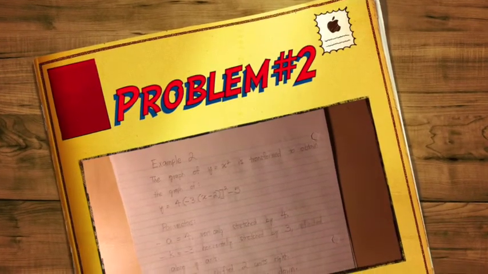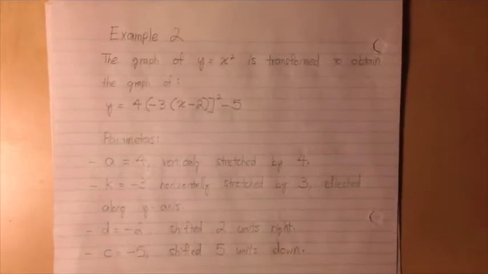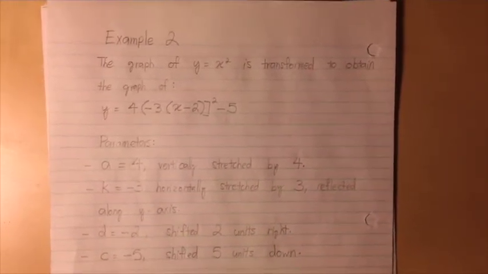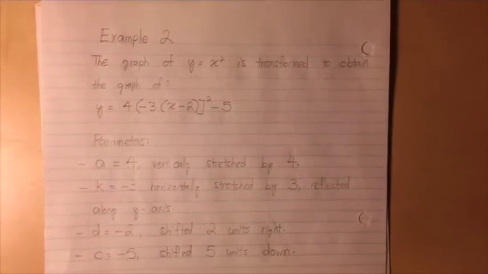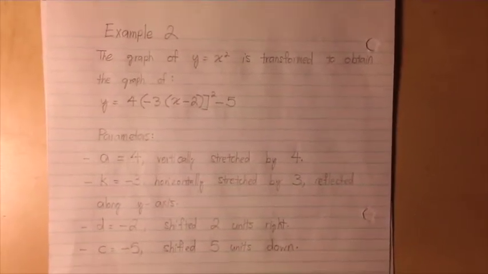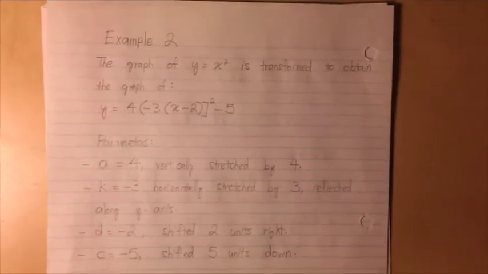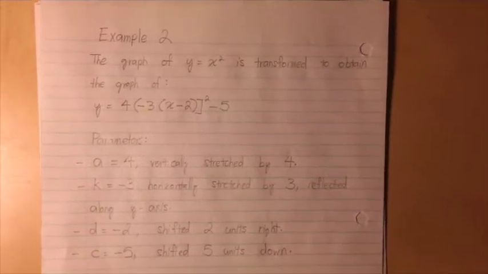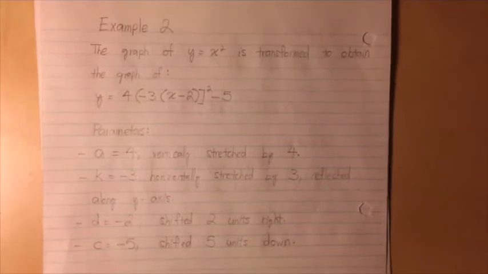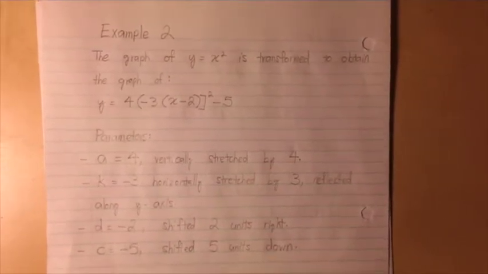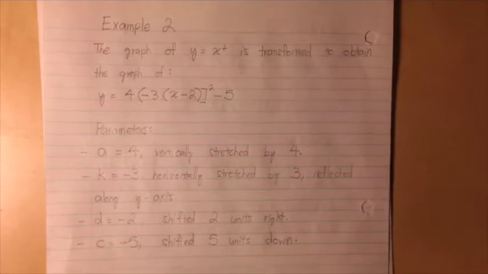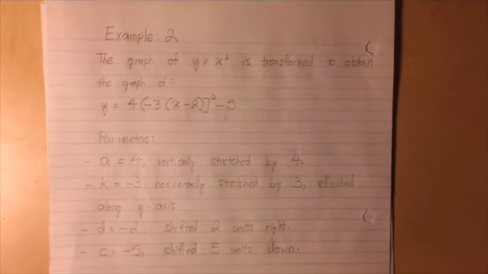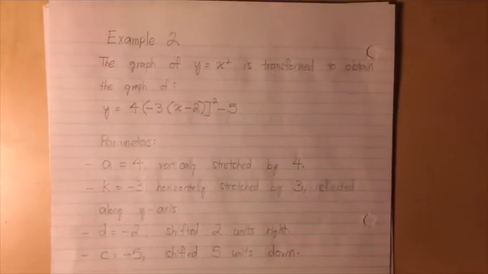Okay everybody, now let's take a look at example 2, in which it says the graph of y equals x squared, which is the parent function, is transformed to obtain the graph of y equals 4 times (negative 3x minus 2) squared minus 5. Now let's list all the parameters, which I said earlier are a, k, d, and c.